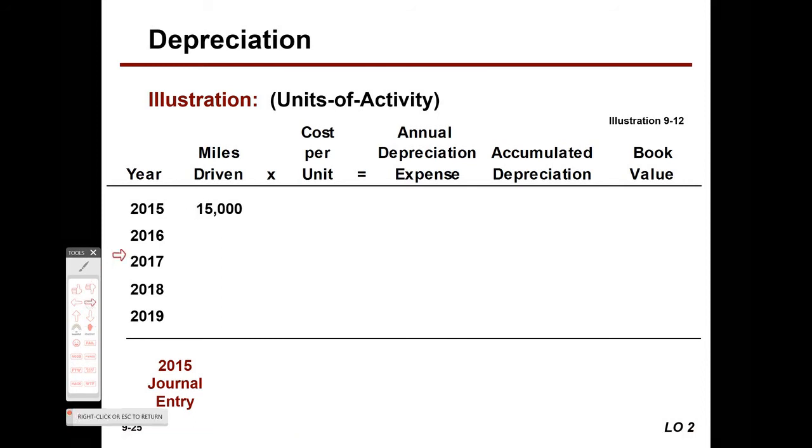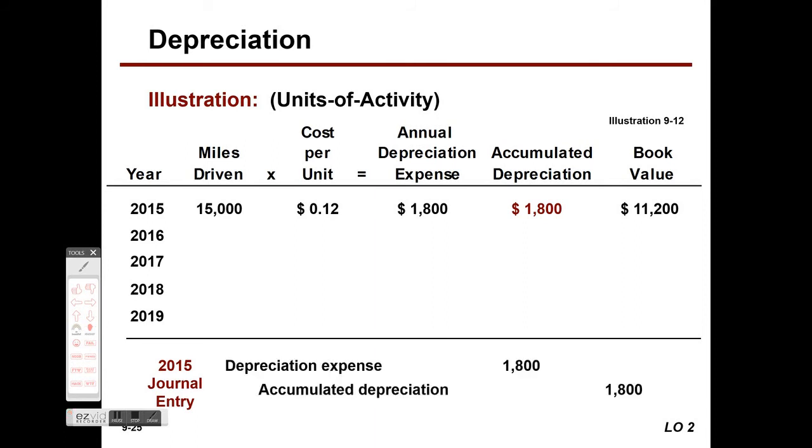All right, so let's put together a similar depreciation schedule under the units of activity method. All right, this miles driven column, that information would have to be given, right? You wouldn't need to come up with that. We've already calculated the 12 cents per mile, giving us $1,800 in depreciation. First year, so also $1,800 in accumulated depreciation, and book value of $11,200. And of course, the book value would be the $13,000 purchase price less accumulated depreciation.